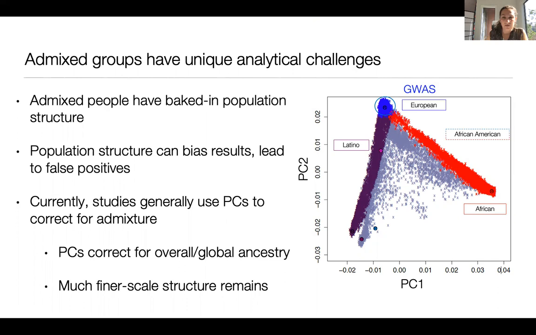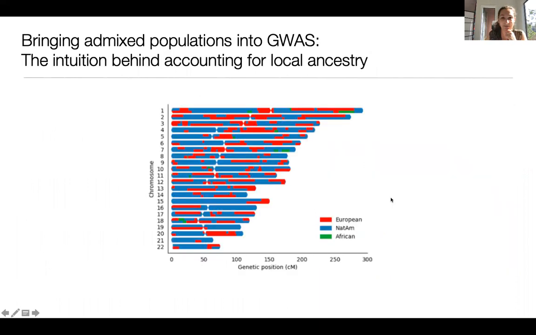So because of this, researchers will often draw a circle around people who are deemed homogeneous enough to include in the study and everyone else is excluded. So this nearly always ends up resulting in European individuals being included as they generally represent the bulk of samples that have been collected. So the main motivation of the project I'm talking about today was to try to rectify this issue and develop a framework to allow for the easy incorporation of admixed people into association studies.